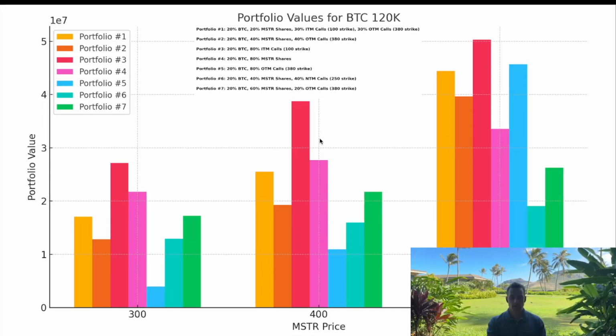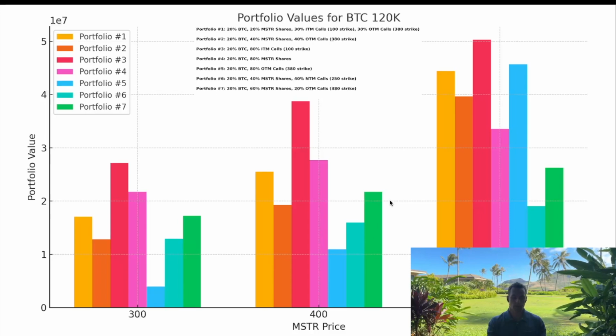However, that doesn't outpace 20% Bitcoin and 80% MSTR spot shares by that much. And this, in my opinion, is a much, much less risky trade. You don't have to even sell the calls. You don't have to exercise the calls. You can ride this MSTR holding for the next 10 years if you need to. So holding the spot shares at these lower price targets seems to perform much better.